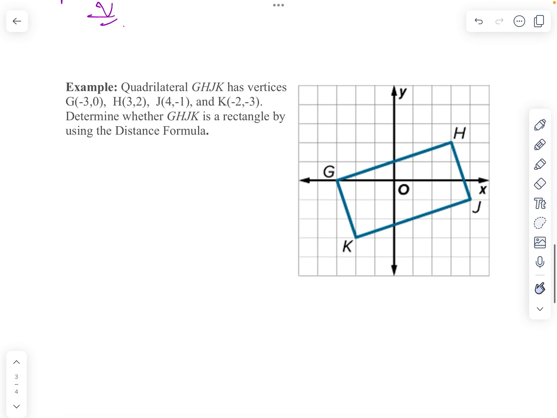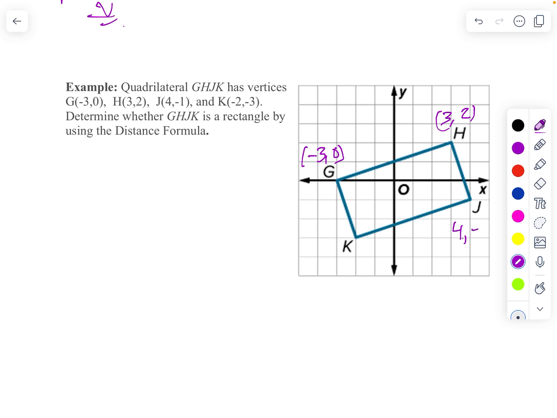Okay, let's take a look at this example. We've got quadrilateral GHJK with vertices at G, which is at negative 3, 0. So I'm going to label these. G is at negative 3, 0. H is at 3 and 2. J is at 4 and negative 1. And K is at negative 2 and negative 3. And I want you to determine it's a rectangle, but I want you to use the distance formula.